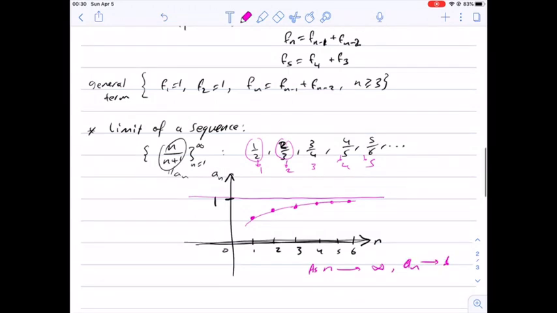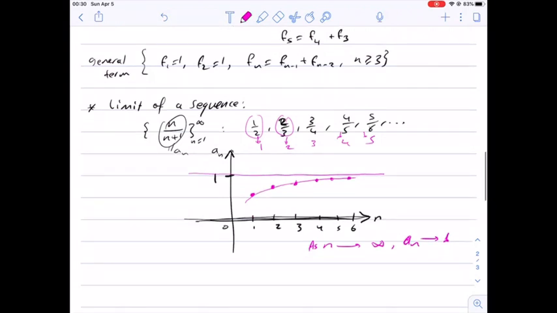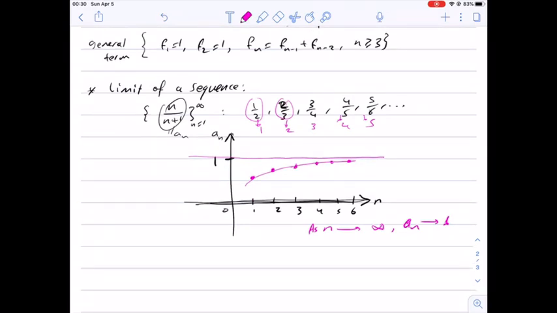The sequence approaches 1, where n is sufficiently large and goes to infinity. So we can write the limit of a sub n as n goes to infinity, which is equal to the limit of n over n plus 1 as n goes to infinity, and this is equal to 1. But how do we get 1?